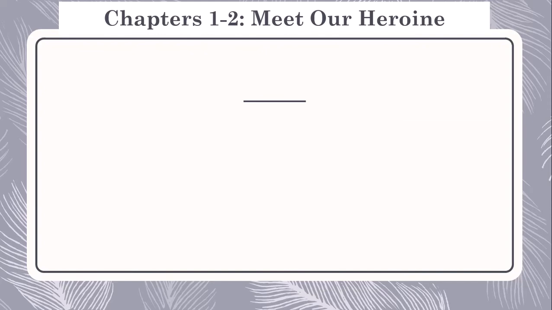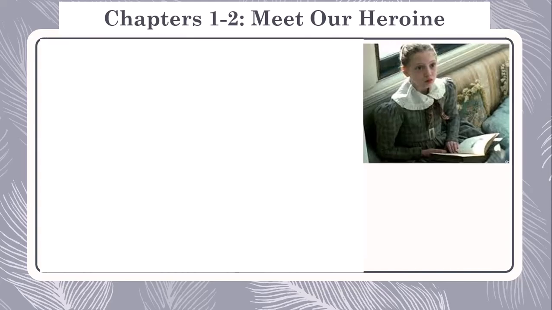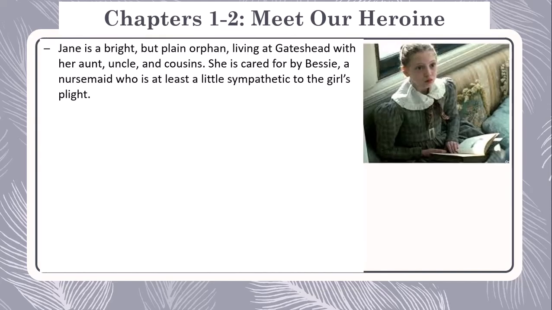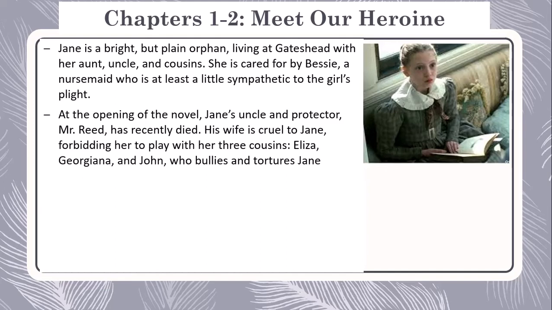So chapters 1 and 2, meet our heroine. Jane is a bright but very plain orphan, and she is telling the story from her perspective. She emphasizes how plain she is, meaning that she's not pretty. She lives at Gateshead with her aunt, uncle, and cousins. They are called the Reeds, and she's cared for by Bessie, a nursemaid, who's a little bit sympathetic to the girl's plight, but really Bessie works for her Aunt Reed and can't really help Jane all that much.